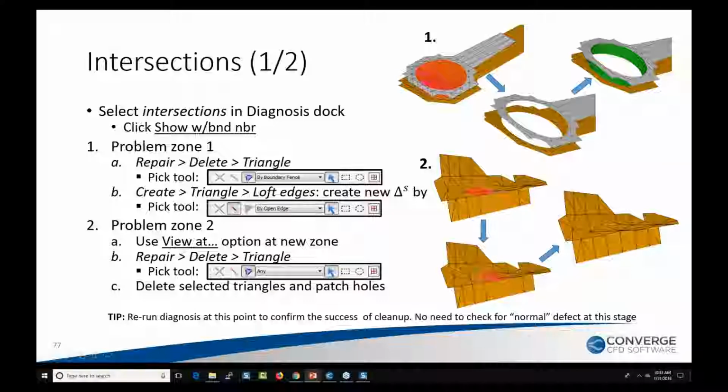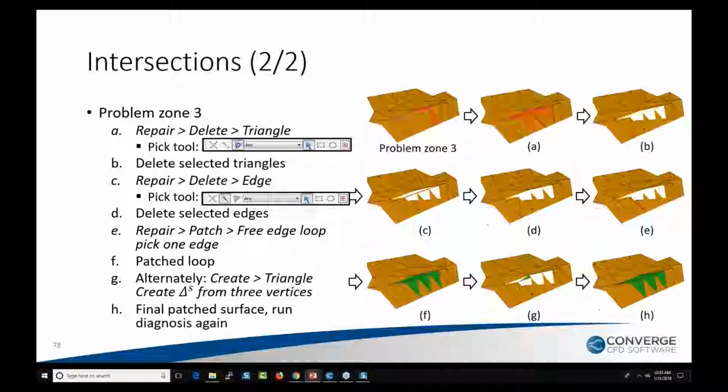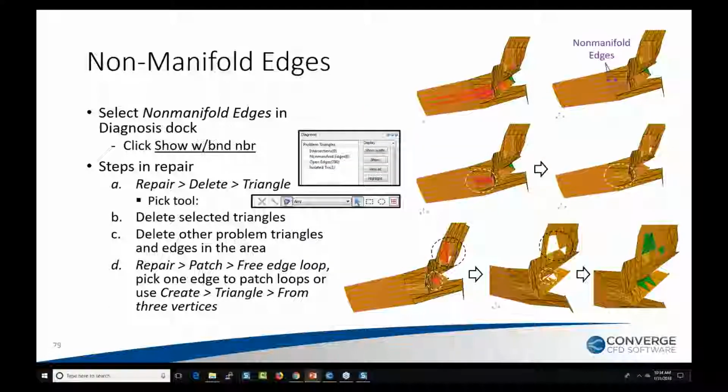So I've discussed most of these, so I will skip these. So when you're doing intersections, most of the time, if you are intersecting, what I typically do is delete the intersecting triangles and recreate them either using a patch loop, or I will create triangles one at a time. The same for non-manifold. If you encounter non-manifold edges, in this case, what I've done is I've deleted those triangles, and I've created them either using patch or creating one triangle at a time.